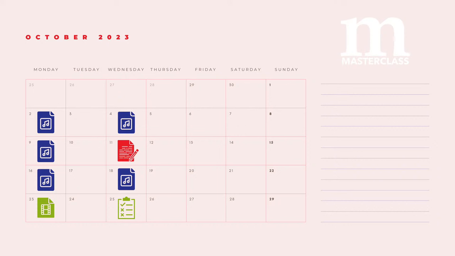And then another lesson on Wednesday the 4th. And these lessons are just published on those dates. So it's not the case that you have to take that lesson on the Monday or on the Wednesday. They're just made available to you. And you can work through them at your own pace.